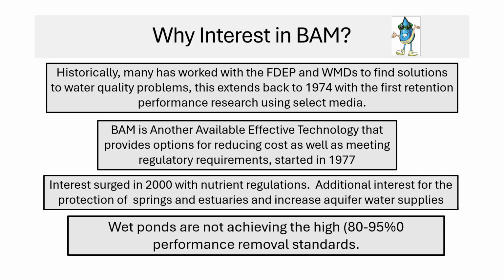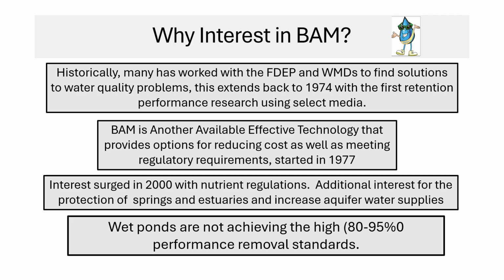The push for greater adoption of BAM comes largely from the limitations of existing stormwater management approaches. Wet ponds, which have long been a standard best management practice, simply are not achieving the high removal performance rates that regulators and resource managers need, which can range from 80 to 95%. When conventional approaches fall short, engineers and environmental managers need alternatives that can actually meet those standards.